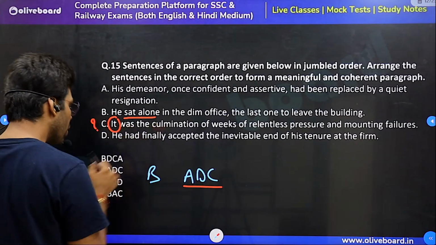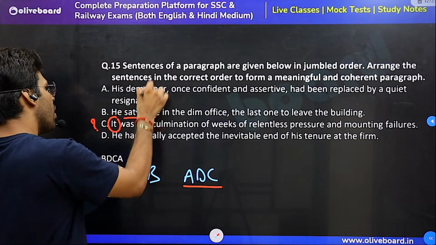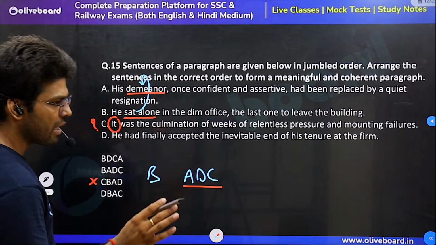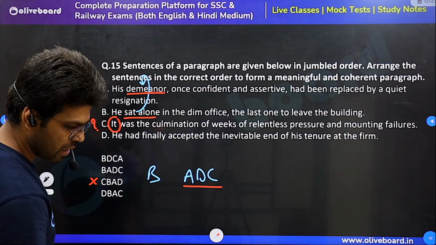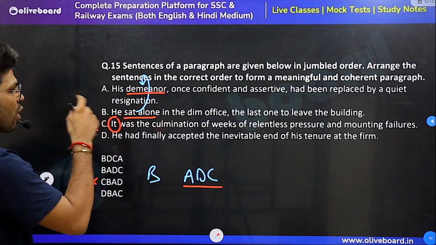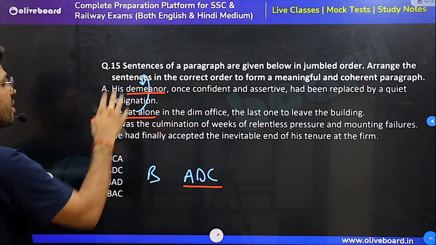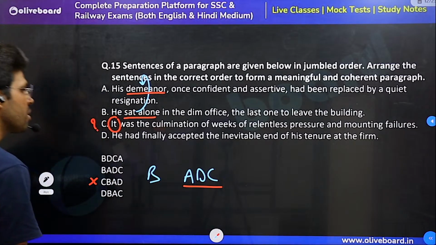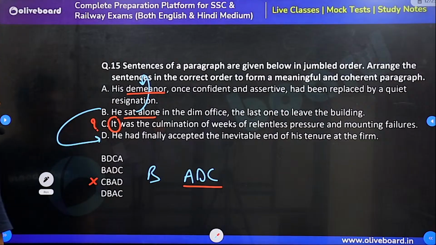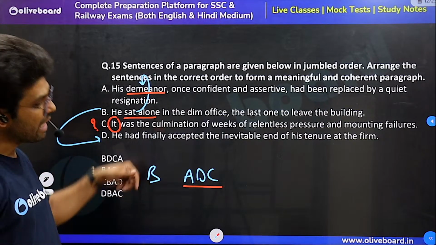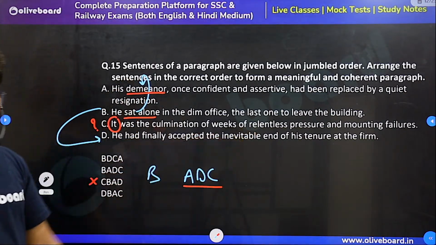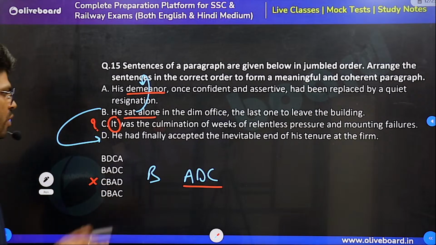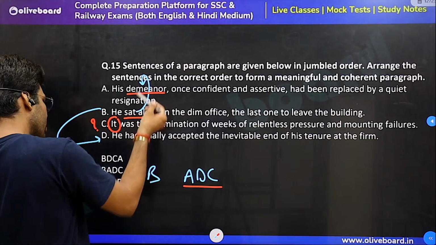And you're sitting alone, so your demeanor, outward behavior. Hey, you look sad. What has happened? Your outward behavior, your outward look, once confident and assertive, had been replaced by a quiet resignation. And that's the definition of resignation. He had finally accepted the inevitable end of his tenure at the firm. Exactly. B shows how he is, and A relates to that.